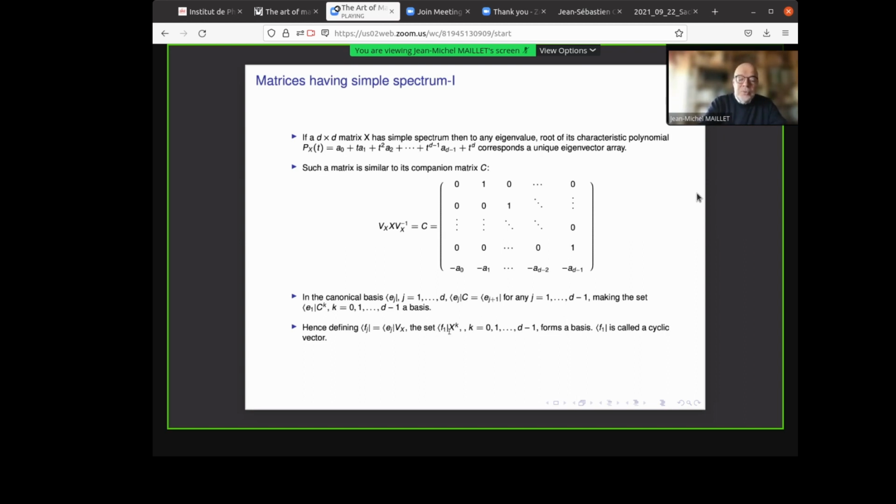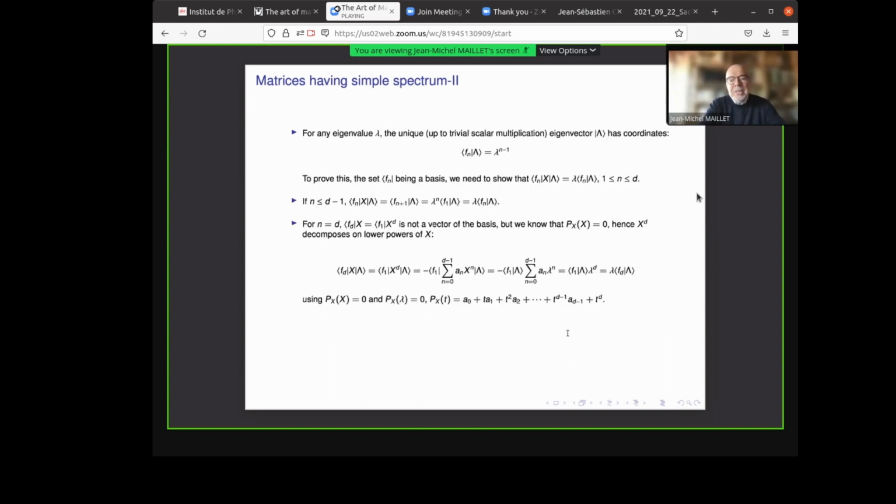right? And then you find out that there exists a vector F1, which is just E1 times Vx, such that if you apply X to the K for K equals 0, 1 to D minus 1, this forms a basis of your space. So if you have a simple spectrum matrix, it means you can generate a basis of your space using just powers of this matrix. And so it means also that in that basis, coordinates of any eigenvector, big lambda, of your matrix X, are given by the powers of its eigenvalue.